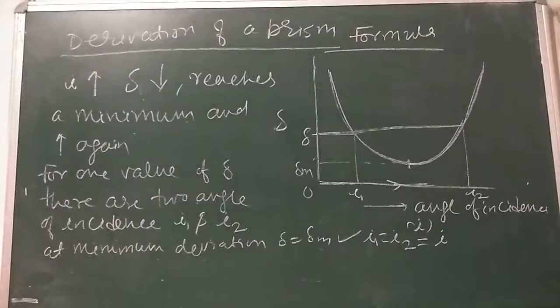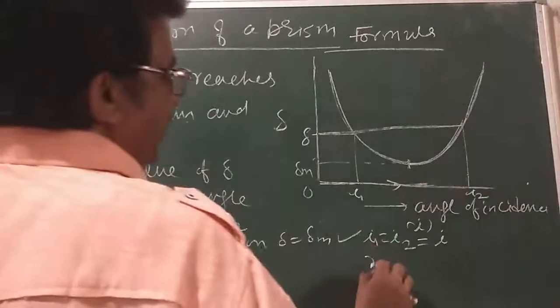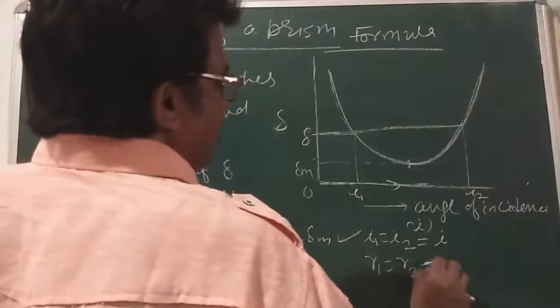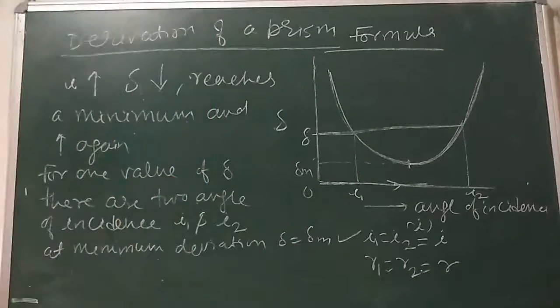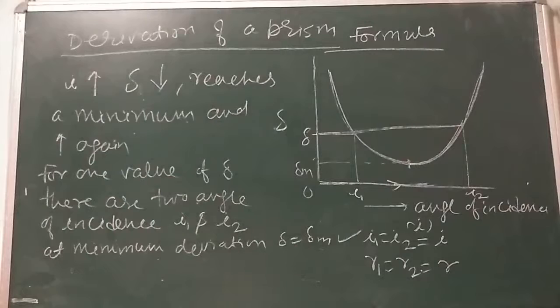When I1 is equal to I2, at that time the angle of refraction is also equal, R1 is equal to R2, that is R. So I1 is equal to I2 or R1 is equal to R2.